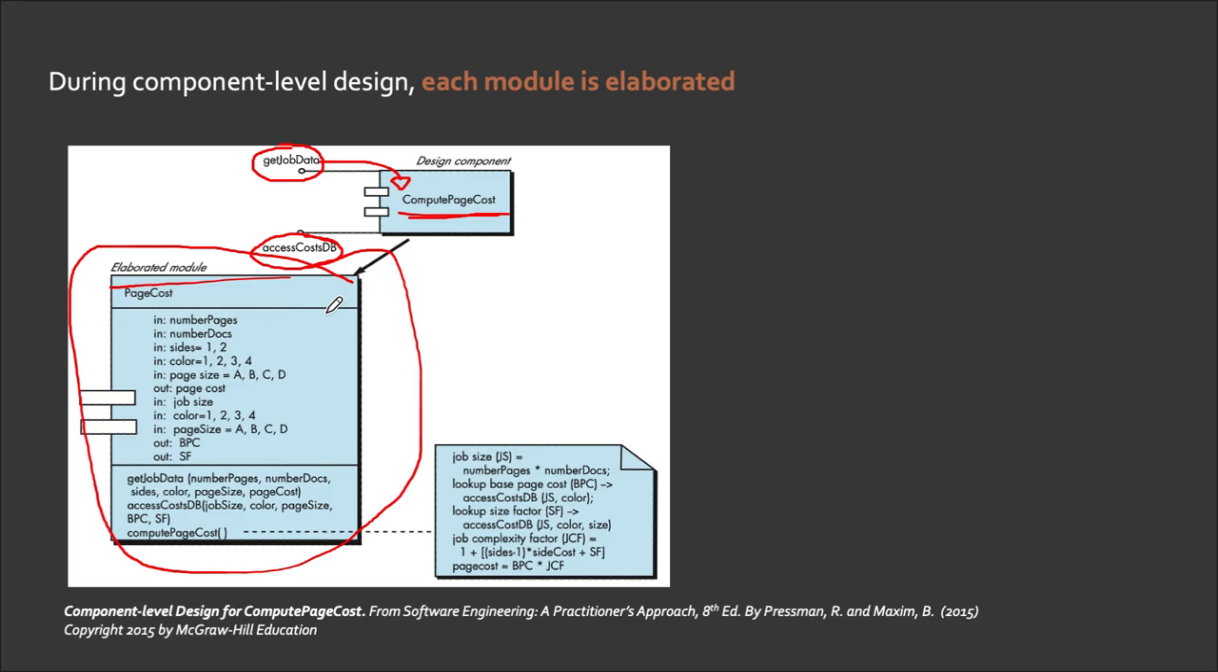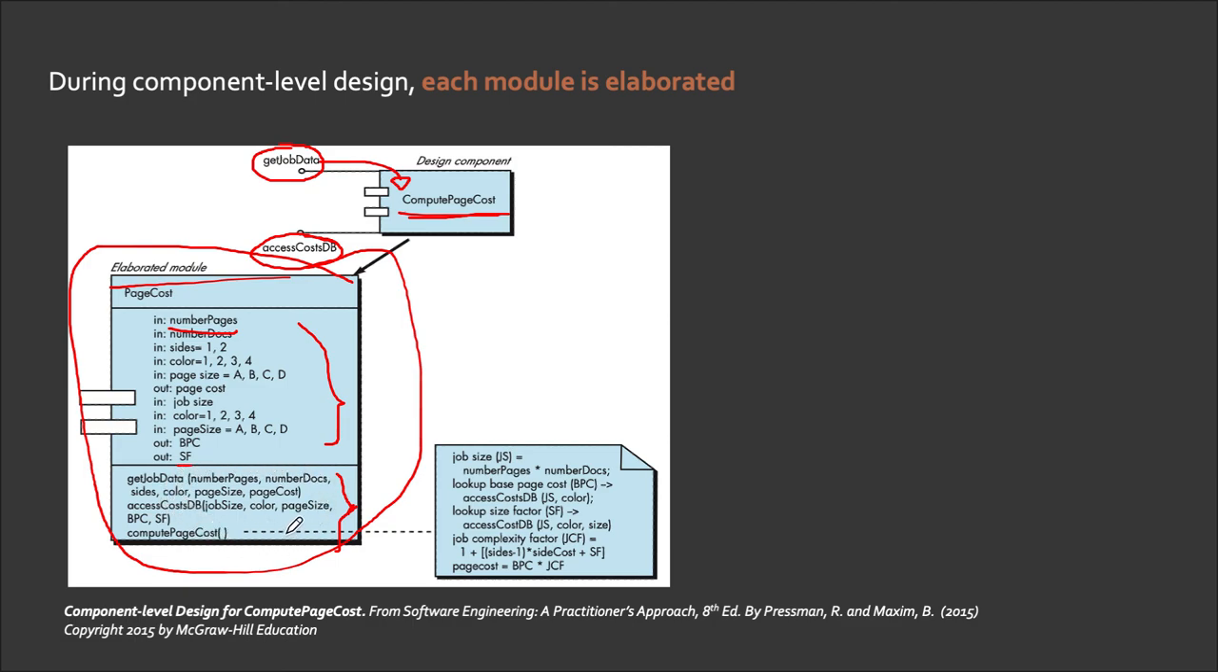Okay, the interfaces, I believe that the activity diagram you were able to create in our previous exercise, right? So the interfaces are represented as a collection of input and output data objects or items. Design elaboration continues until sufficient detail is provided to guide construction of the component. If you notice here in the elaborated module, we have our data, and we also have our operations with interfaces, right? Our data here from number pages going to SF, and we also have these interfaces.